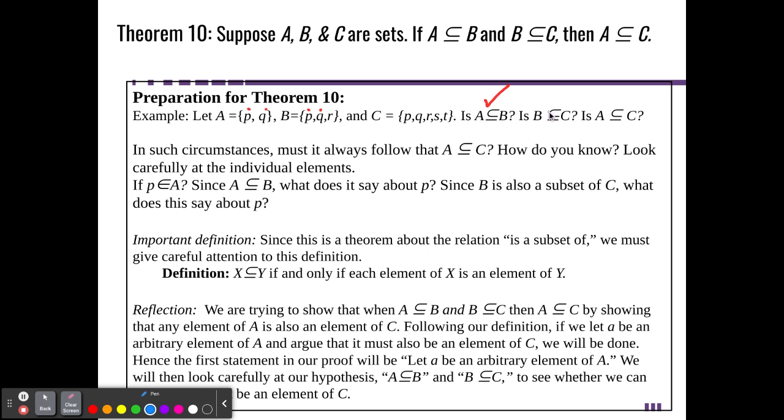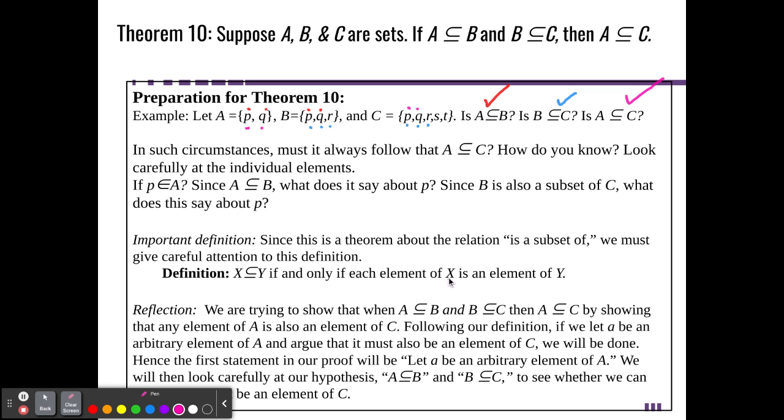And then we go, is B a subset of C? So B has P, Q, and R. C has P, Q, and R. So check, B is a subset of C. So then with these arbitrary numbers, we check all the way, and we can see that PQ is in C. So check, A is definitely a subset of C.